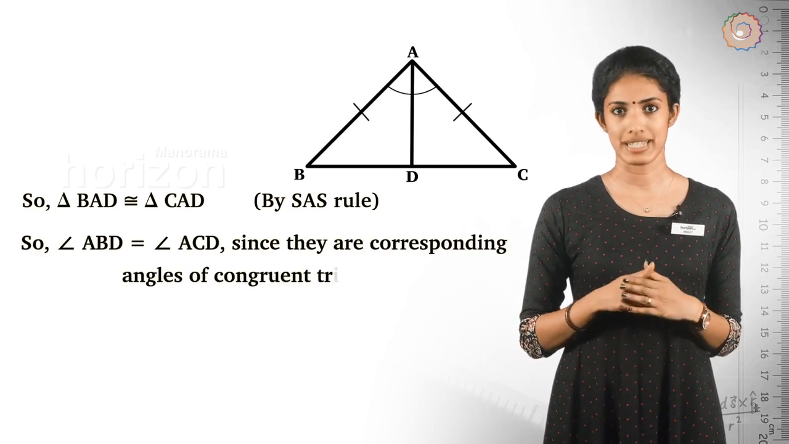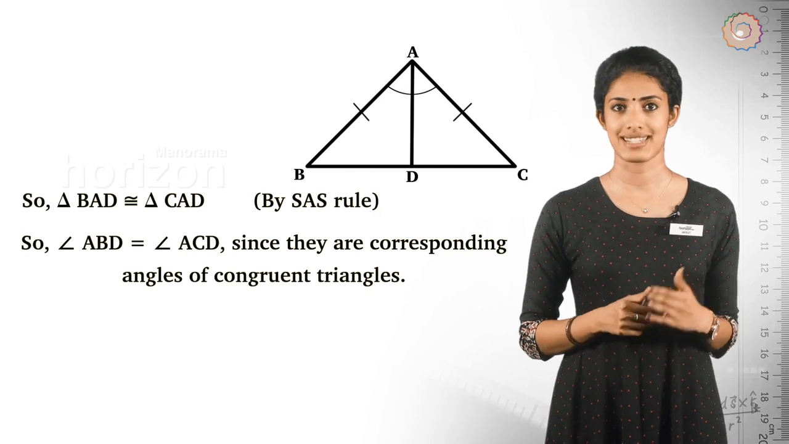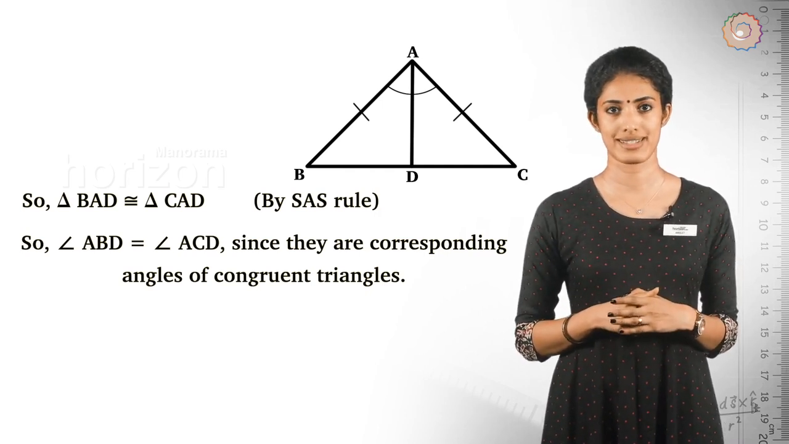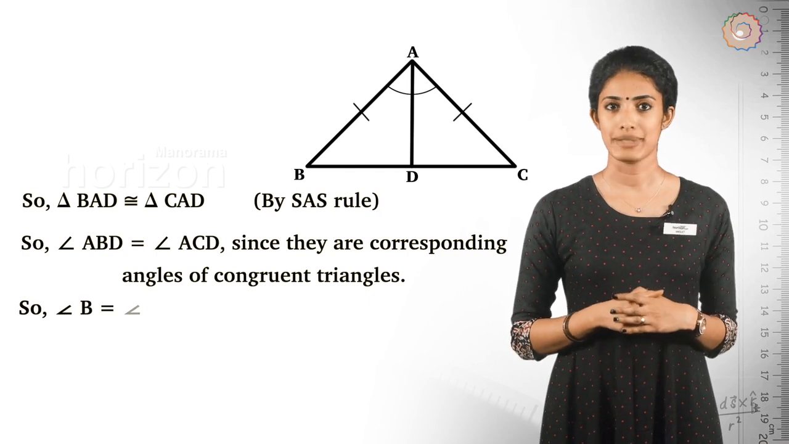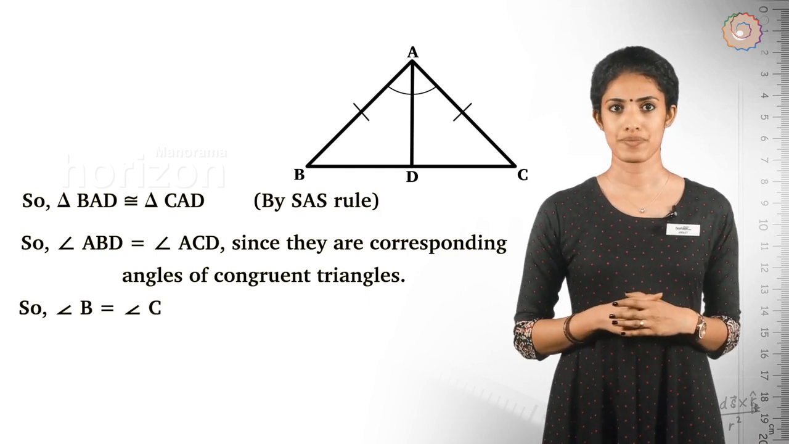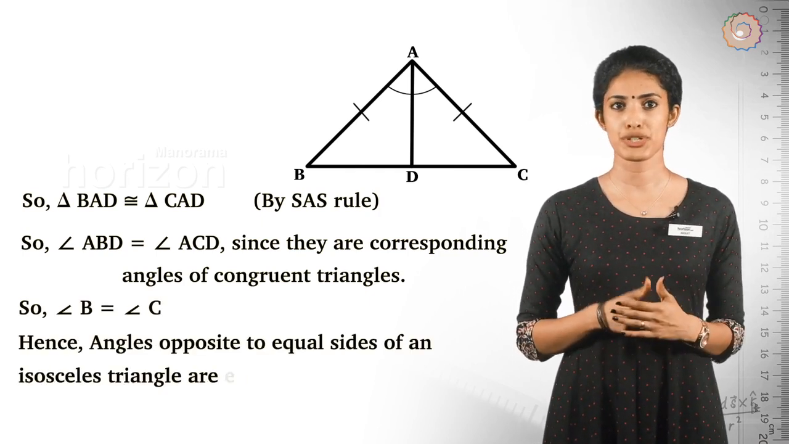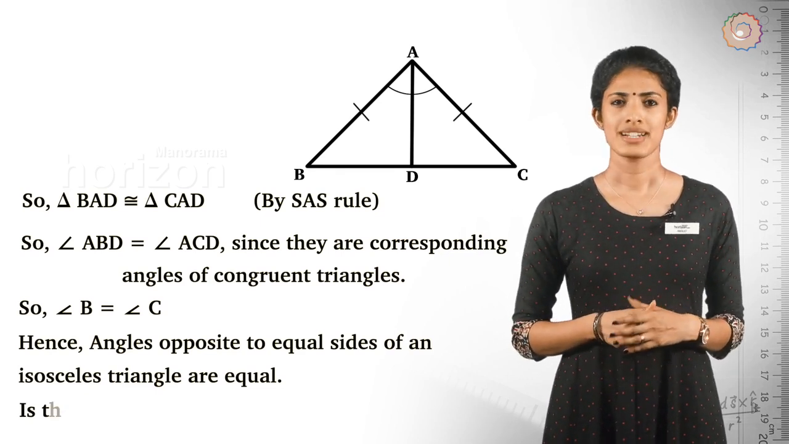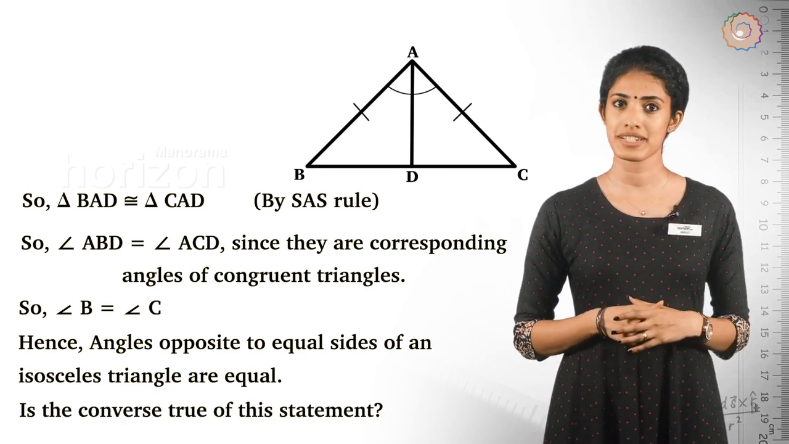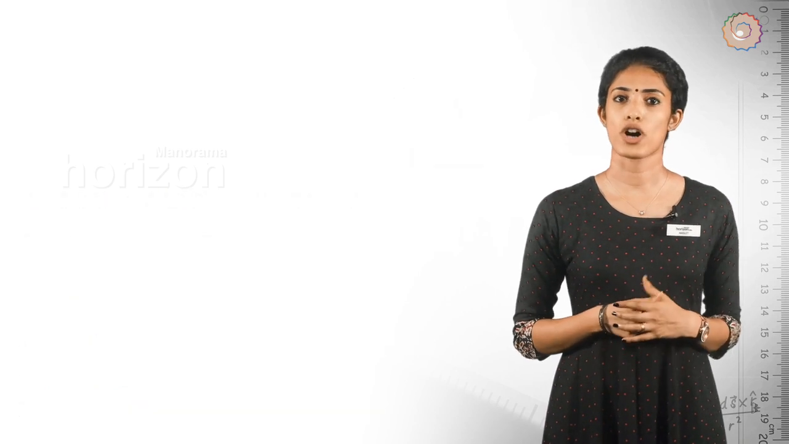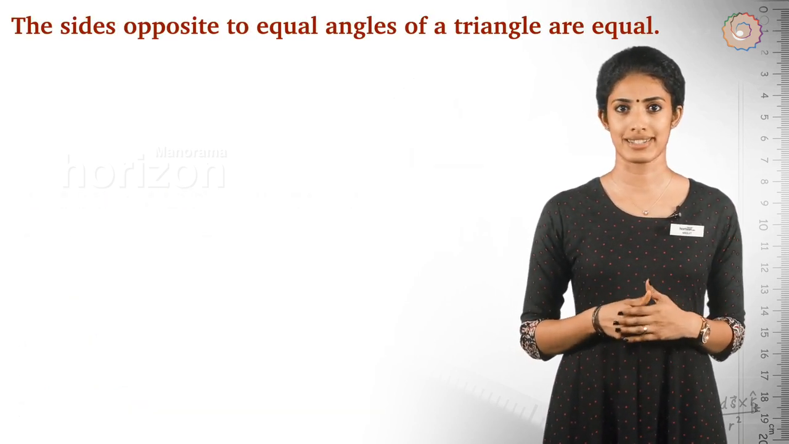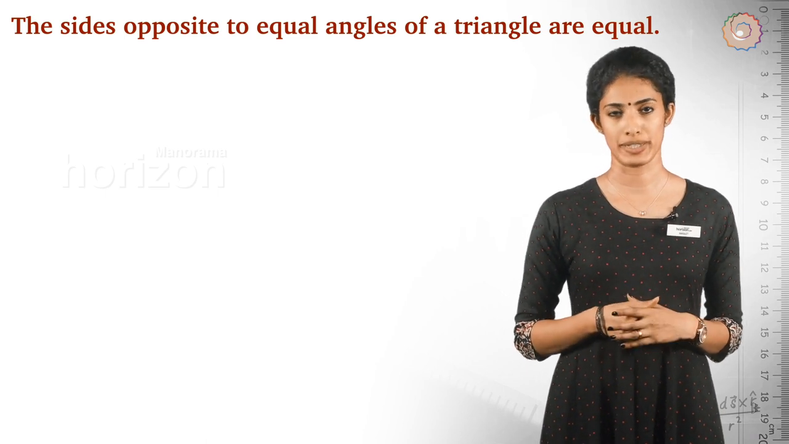Therefore, angle ABD is equal to angle ACD, since they are corresponding angles of congruent triangles. So, angle B is equal to angle C. Hence, angles opposite to equal sides of an isosceles triangle are equal. Is the converse true of this statement? Yes. The converse of the statement is the sides opposite to equal angles of a triangle are equal.